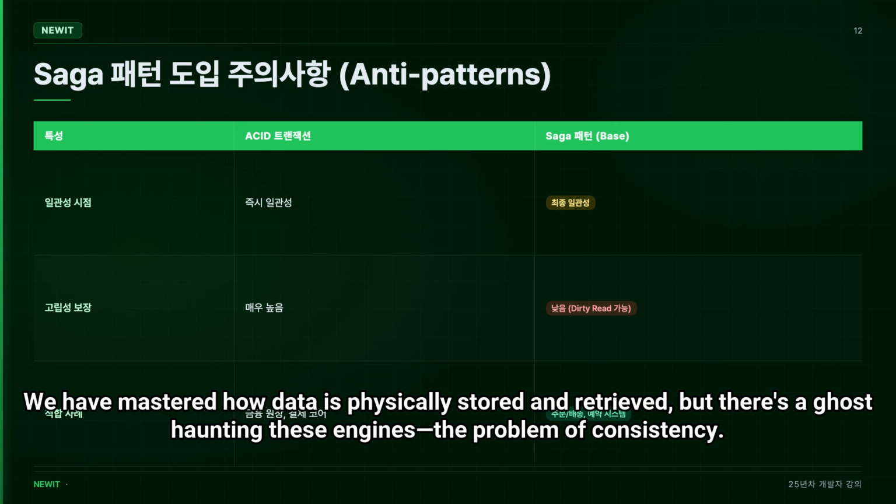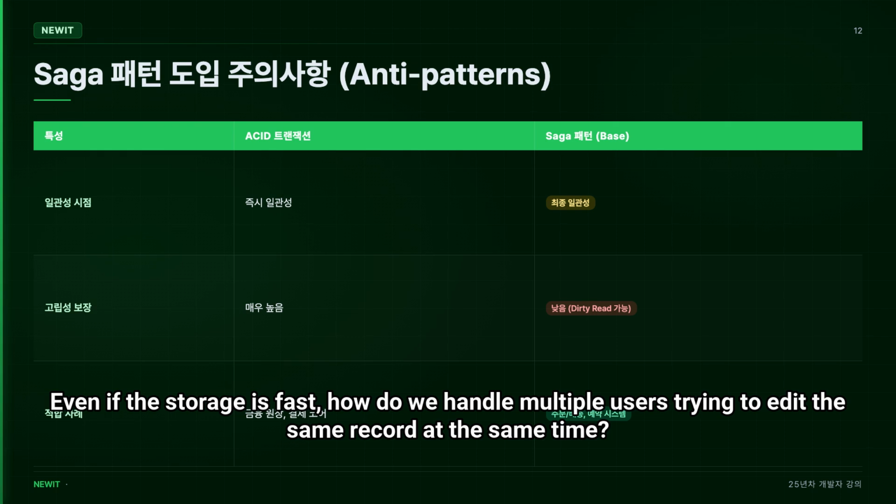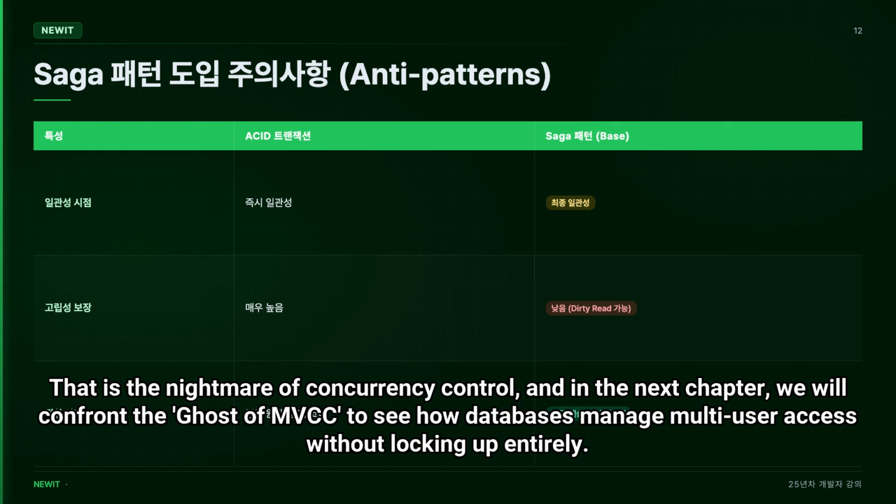We have mastered how data is physically stored and retrieved, but there's a ghost haunting these engines: the problem of consistency. Even if the storage is fast, how do we handle multiple users trying to edit the same record at the same time? That is the nightmare of concurrency control, and in the next chapter, we will confront the ghost of MVCC to see how databases manage multi-user access without locking up entirely.